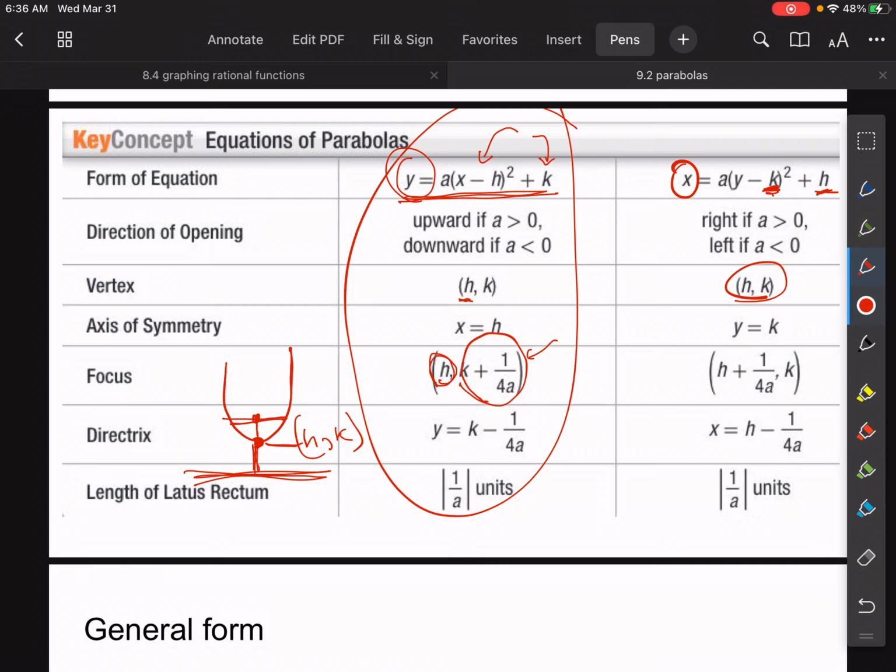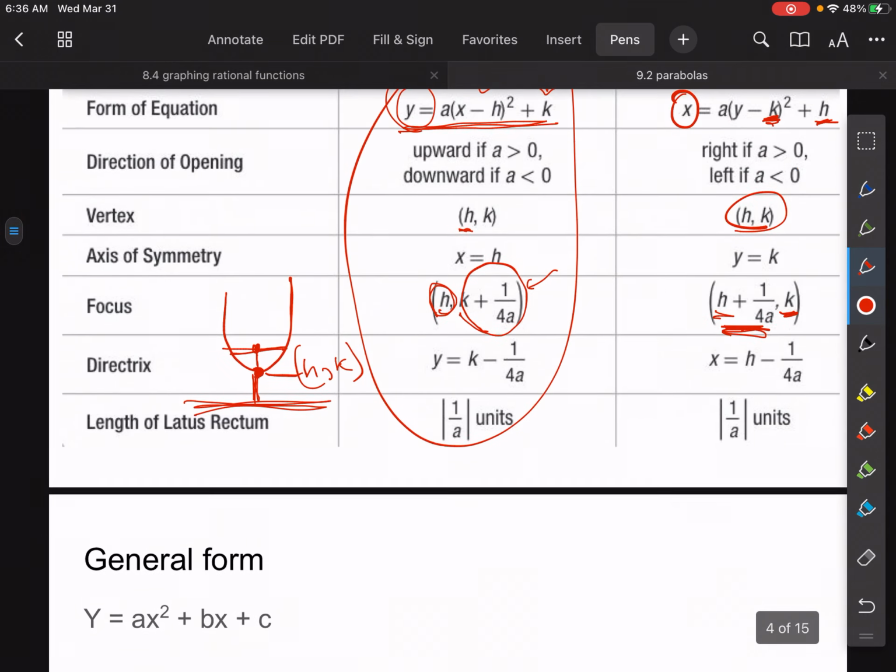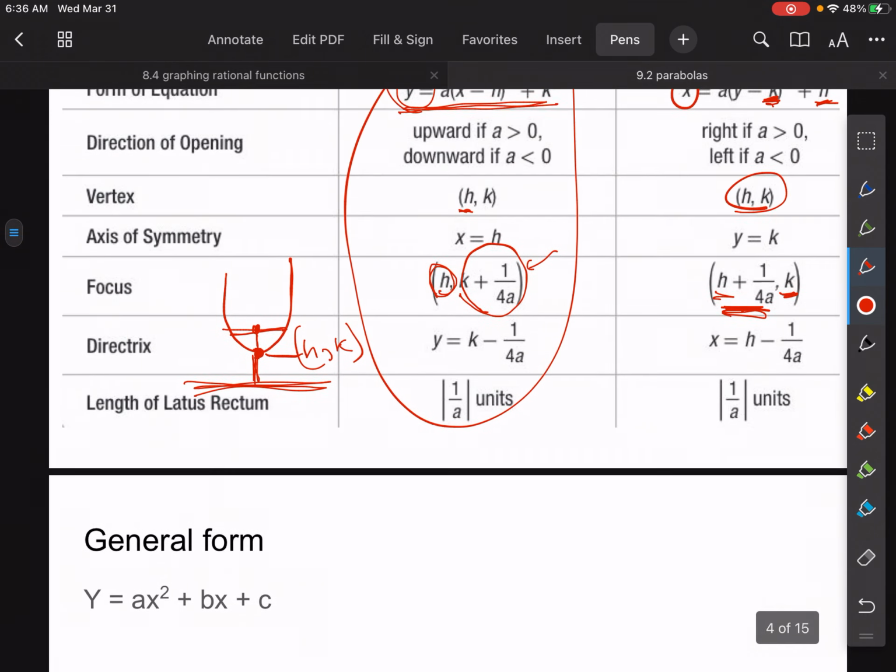And then we have h plus 1 over 4a, so since we're going the other direction, now we have to modify the h value instead of the k value, and the k value stays the same. Okay, so that's really the only difference. And we'll refer to this chart a lot, okay, so keep that thing handy.